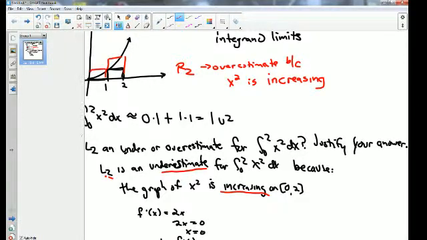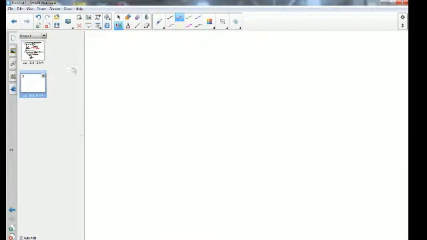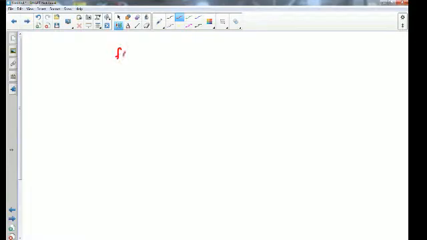That's an increasing function. The function is increasing. The difference is R2 is an overestimate, L2 is an underestimate. Okay? All right, so what about a decreasing function? L2 is above the curve.